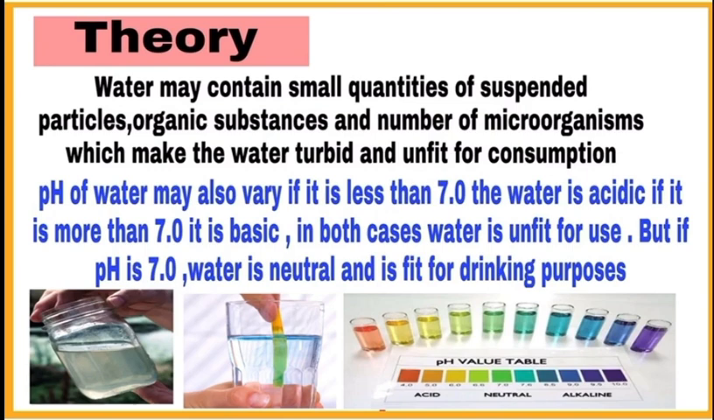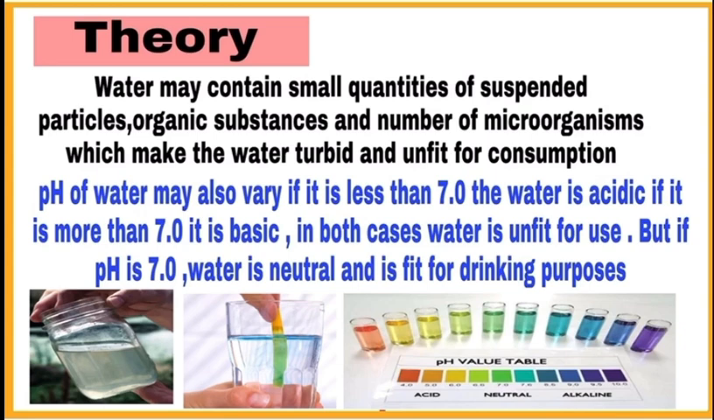Come to the theory part. Water may contain small quantities of suspended particles, organic substances and a number of microorganisms. All these make the water turbid and the water is unfit for consumption, or you can say water is polluted. pH of water also varies.